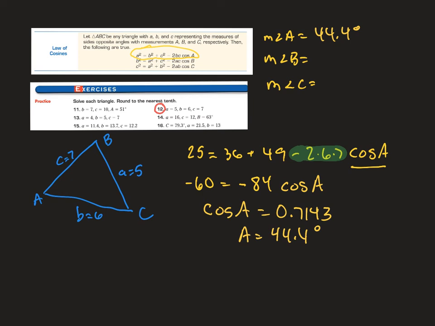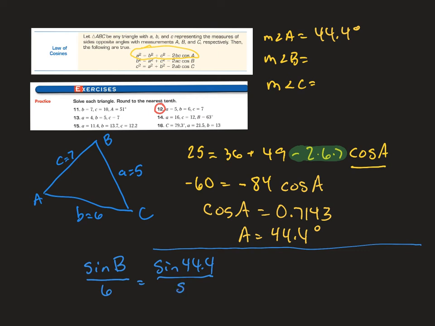Okay, we use the law of cosines to get angle A. Just as a little review, I'm going to use the law of sines to get angle B, and then I'll use subtraction to get angle C. So for angle B, I'm going to put sine of B over 6 equals, and I'm going to put sine of A, which is 44.4, over 5. And to solve this, we multiply both sides by 6, remember. And I'll do the inverse sine on this equation here. I'm going to do it all at once. I'm going to figure out the decimal number, and I'll do the inverse sine on that.